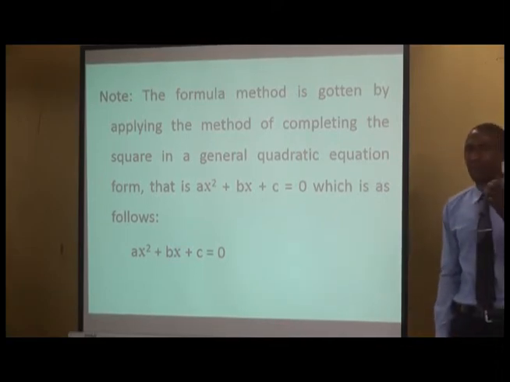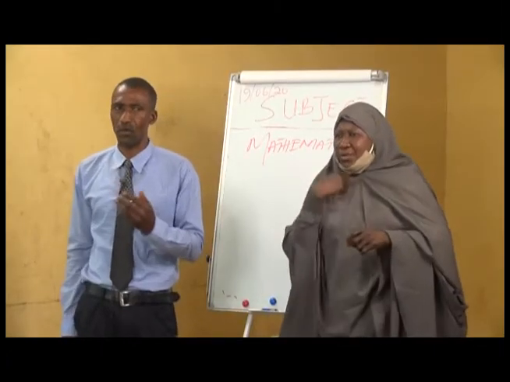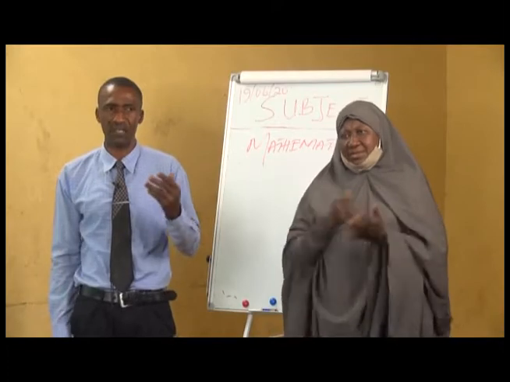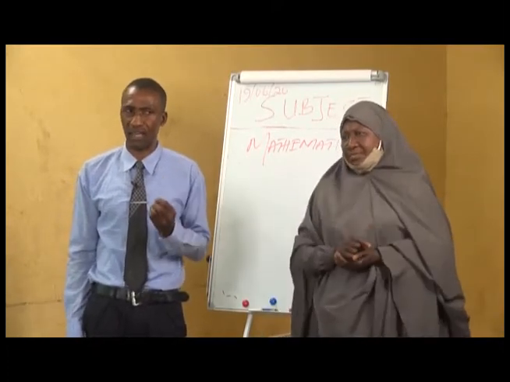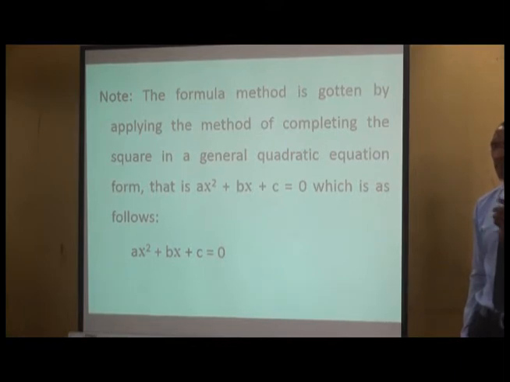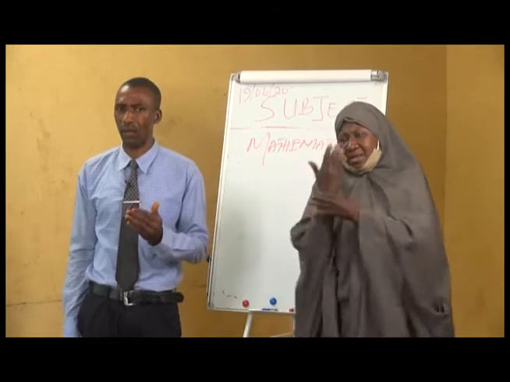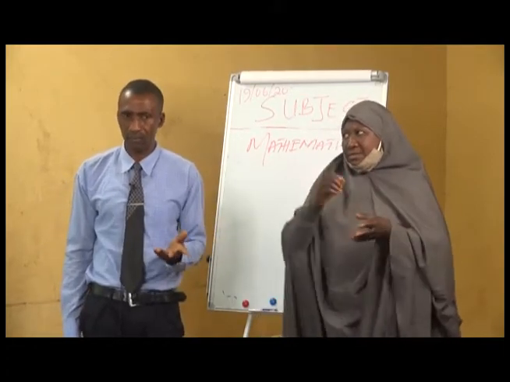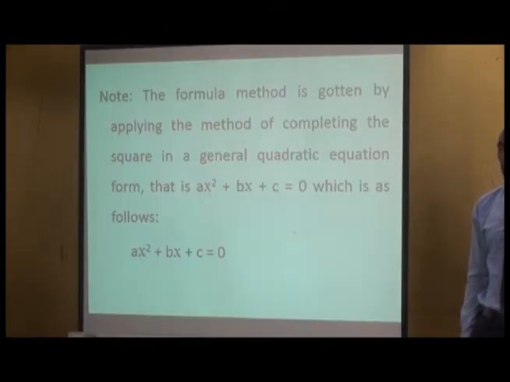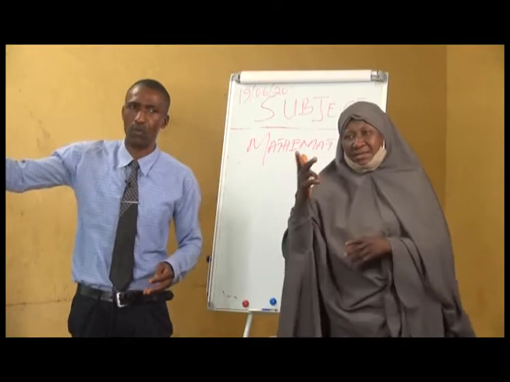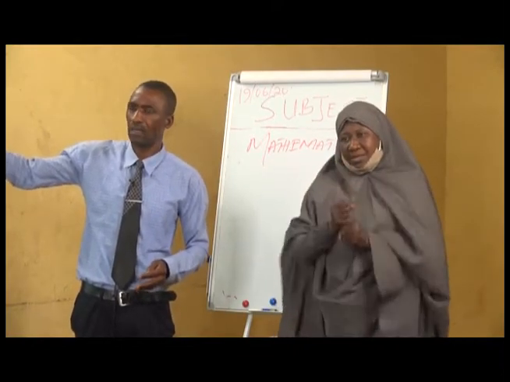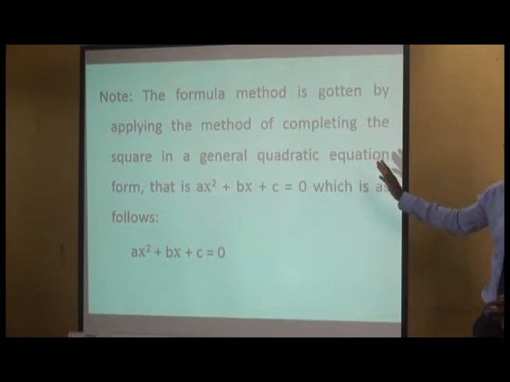Recall the three procedures I told you when you are solving quadratic equations using the method of completing the square. One of them I said, make sure the coefficient of x squared is 1. Then number 2 was, transfer the constant to the right-hand side. Then number 3, find half the coefficient of x, square it, and add on both sides to make an equation a perfect square. These are the three procedures we are also going to use in deriving the general quadratic formula that we are going to use in solving quadratic equations.